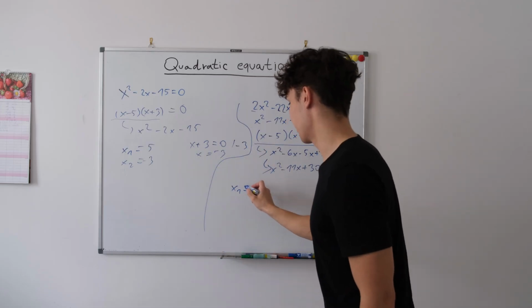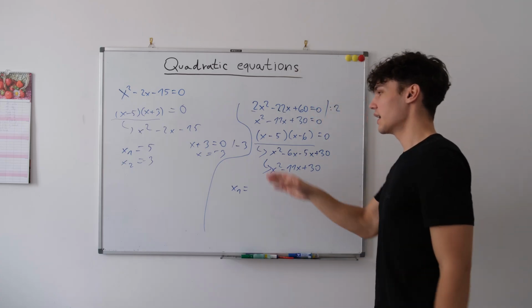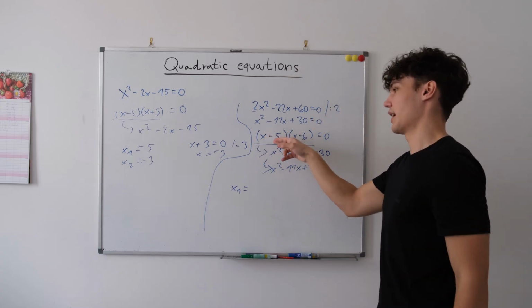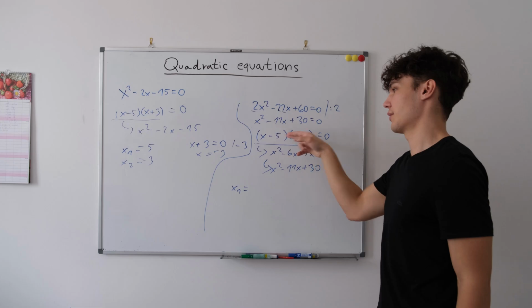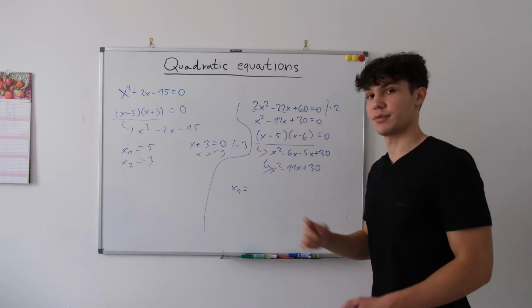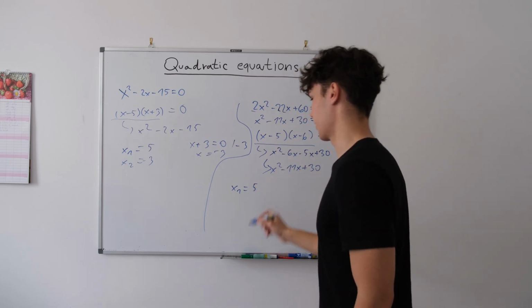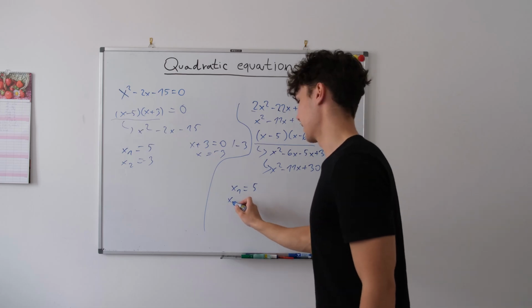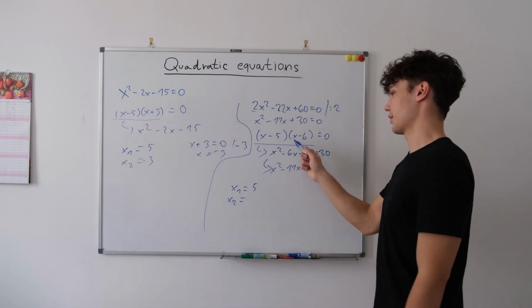So our first result is going to be x minus 5. When is x minus 5 equal to 0? If x is equal to 5, so x1 is going to be 5, and x2 is going to be equal to 6.